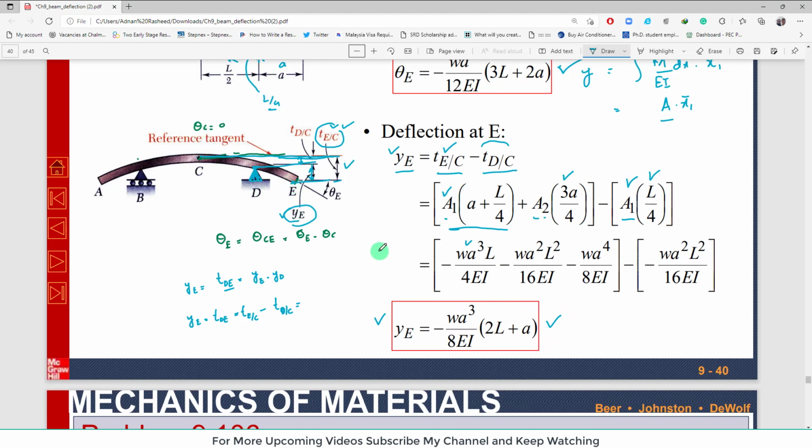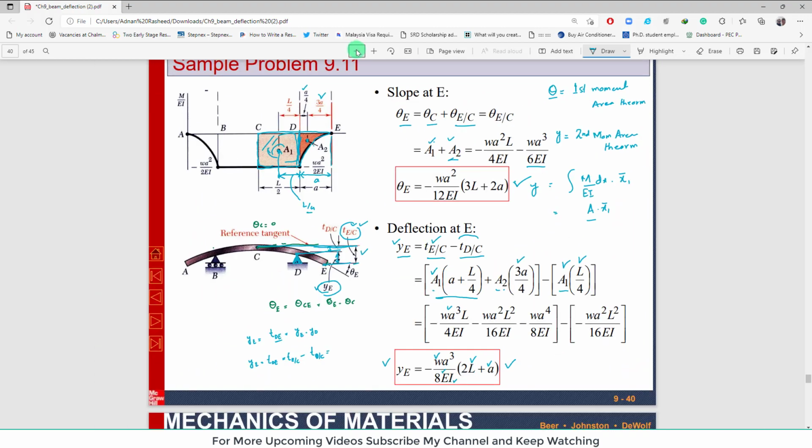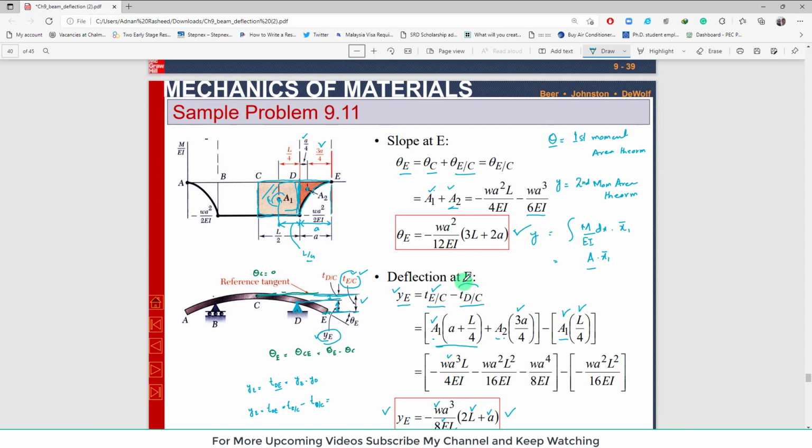So if you have the total length, the value of A, the distributed load, the modulus of elasticity, and the moment of inertia of the beam, you can get the numerical value of the deflection of point E. So this was all about the area moment theorem in order to calculate the slope and deflection. I will suggest you to kindly solve this problem by yourself as well as some other examples, so it will help you a lot in understanding the concept as well.